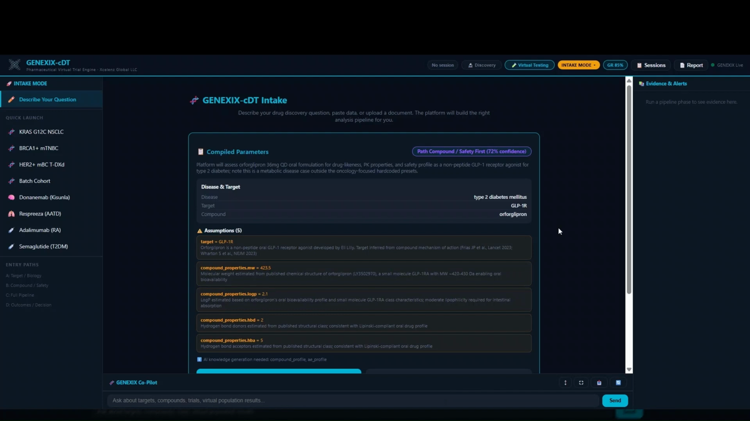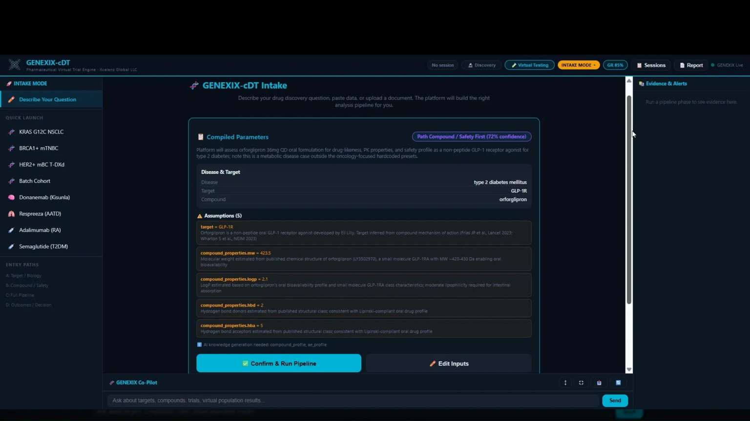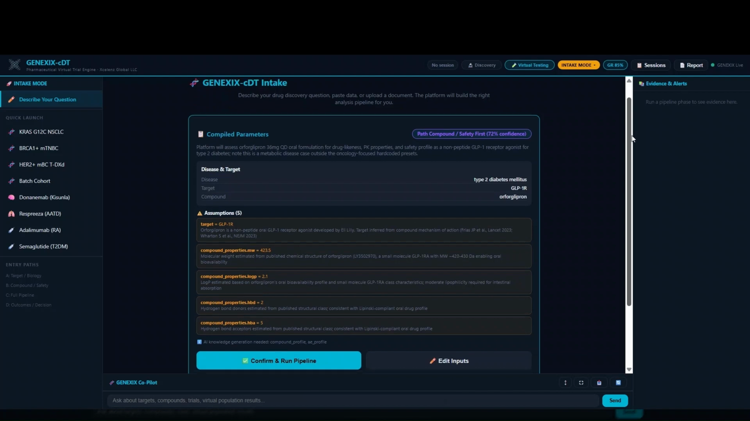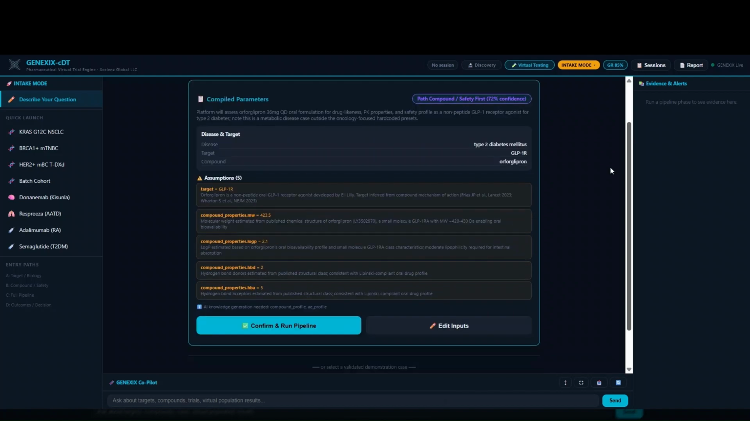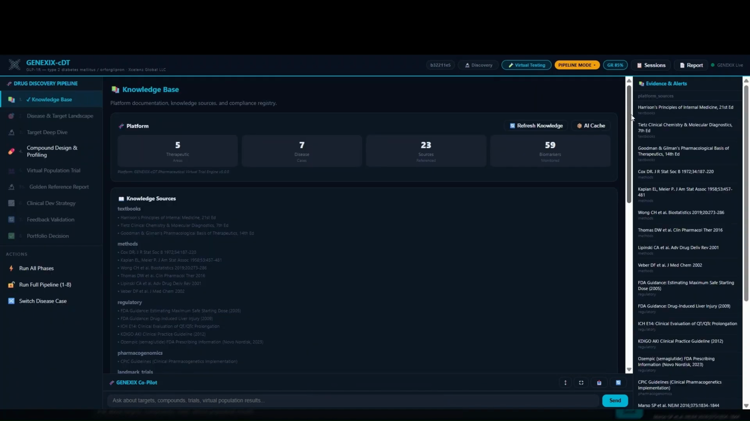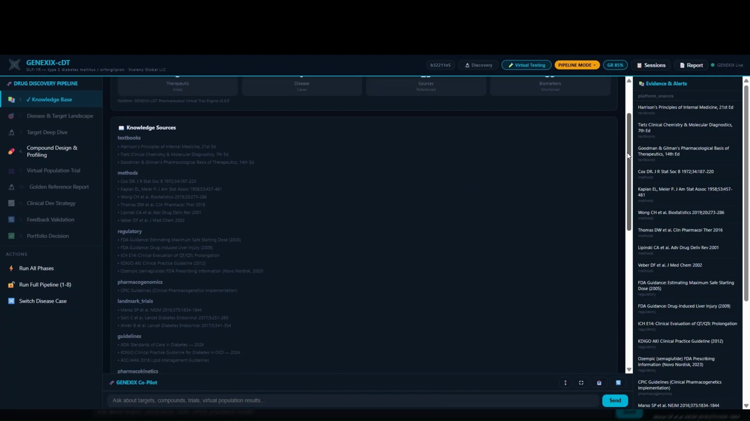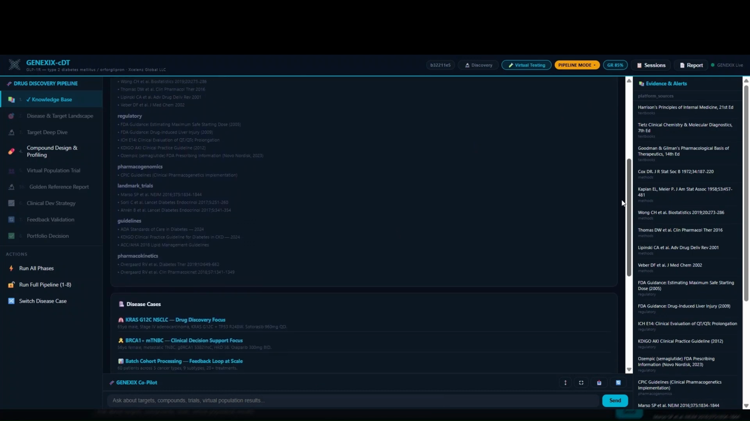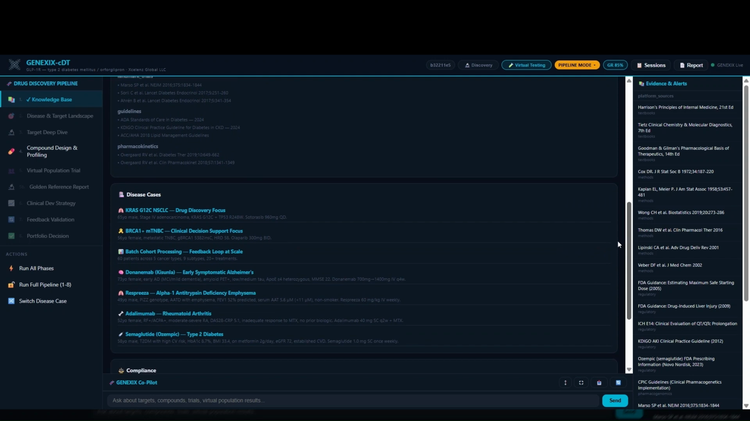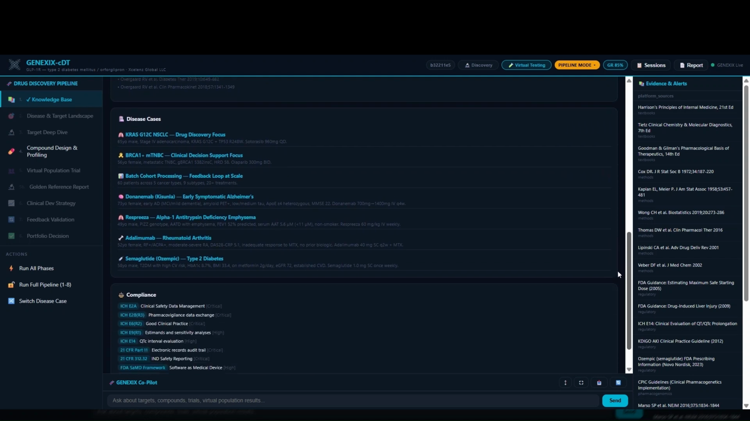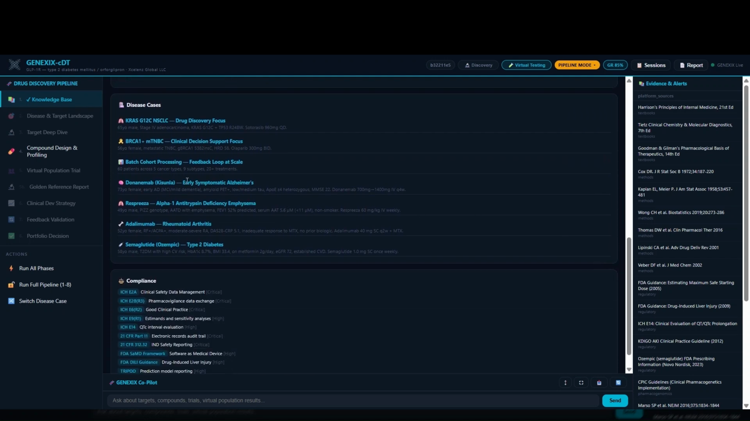It identifies type 2 diabetes mellitus, GLP-1 receptor biology, the orforglipron compound, and a compound safety-first pathway with confidence scoring. This is where the system separates assumption, evidence, and simulation. The pipeline then activates the disease and compound modules. It pulls from pharmacology, internal medicine, diabetes guidance, safety logic, PK/PD reasoning, and clinical trial design rules. The key point is this. Every downstream output is traceable back to evidence or explicitly labeled as simulated.